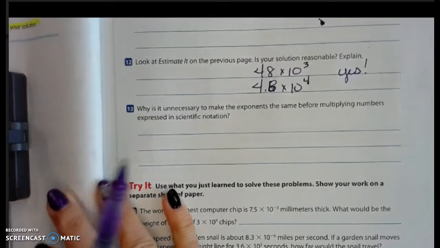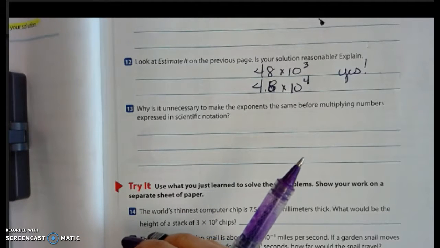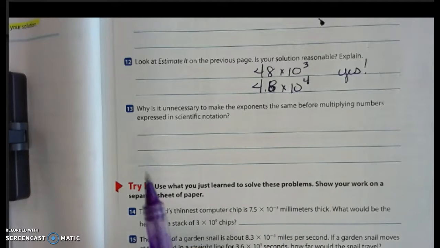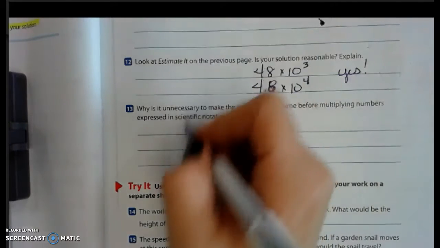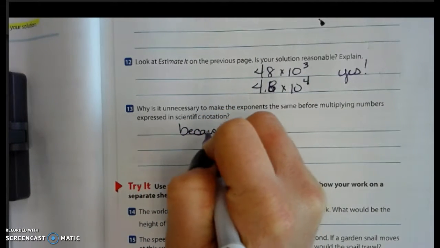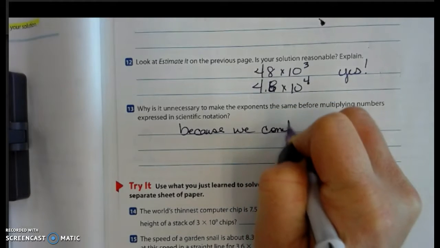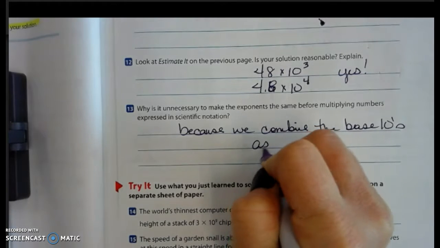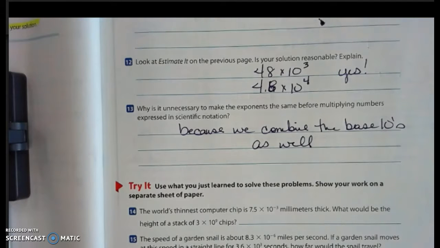Number 13. Why is it unnecessary to make the exponents the same before multiplying the numbers expressed in scientific notation? Easy explanation for this, because we combine the base 10s as well. If you remember, in addition and subtraction, I told you to combine the constants and keep the base 10. When we're multiplying and dividing, we have to combine the constants and we have to combine the base 10s. That's why they don't have to match, because we're going to combine them at the end.